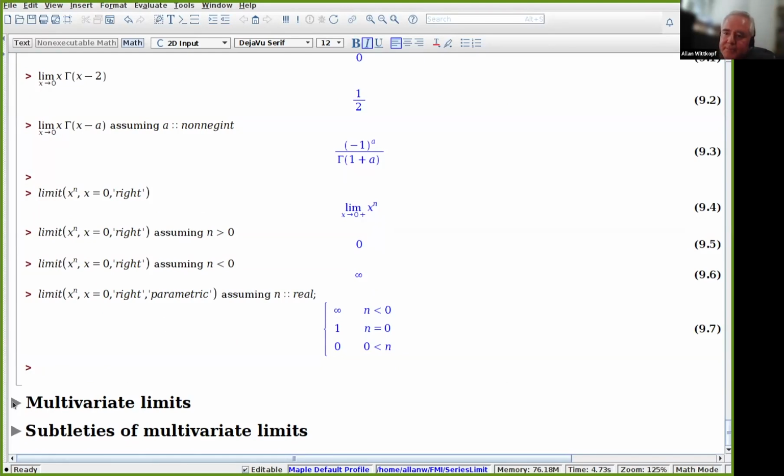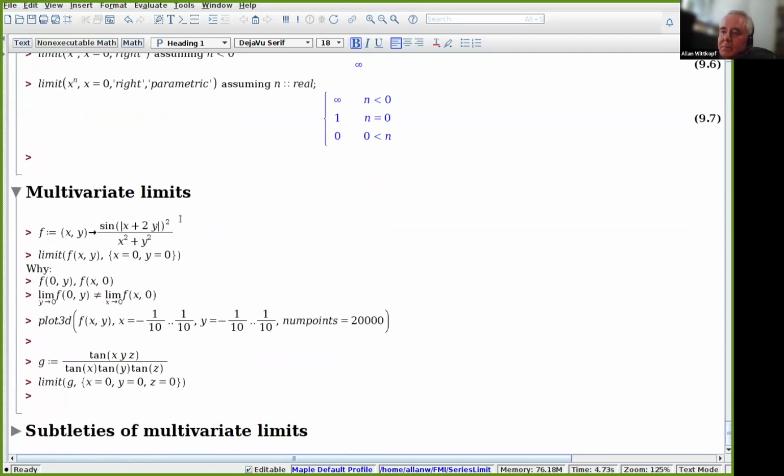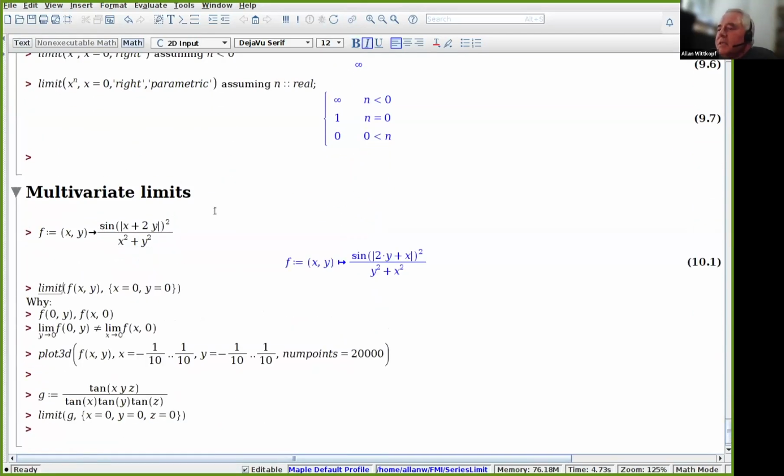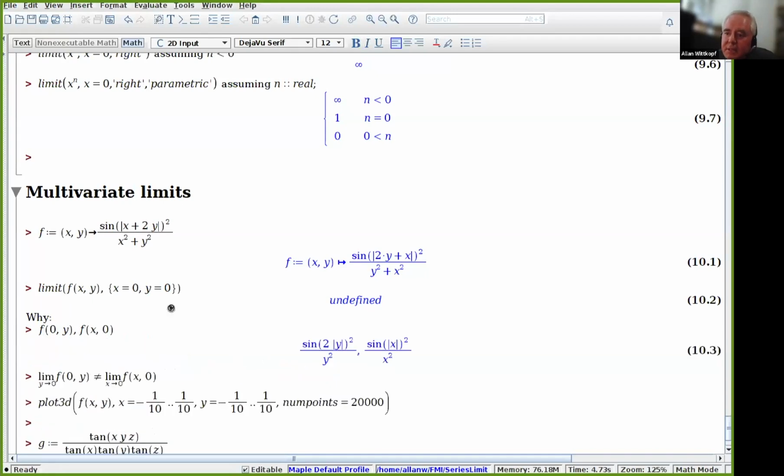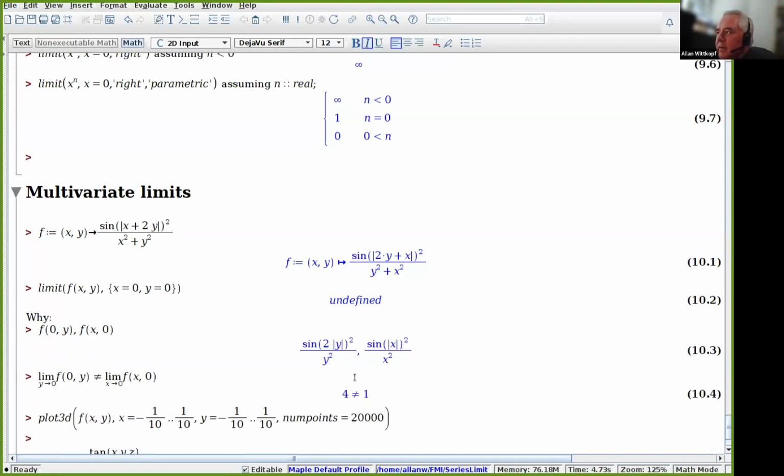All right. Multivariate limits are also possible in Maple. We have this function here. And if we ask for the limit of this function as x and y go to 0, it's undefined. This is because if we look at these two expressions, the limit at 0 when you're approaching along the line x equals 1, this expression gives a 4. And approaching along the line y equals 0 gives a 1. So in fact, the reason that the limit doesn't exist is it has a different value depending on the angle of approach or direction of approach.